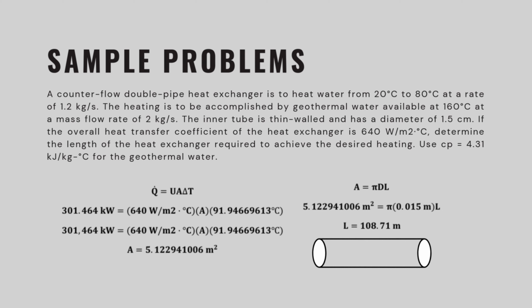However, we're only going to use the part that is in gray, which would be given by the formula pi dL. Now, we already have the diameter of this heat exchanger, but we're going to have to convert it into meters since it's currently in centimeters, simply by dividing it by 100, and then we can plug it into our formula. Now manipulating the given, we get the length at 108.71 meters. This is the length of the heat exchanger that can achieve our desired heating.